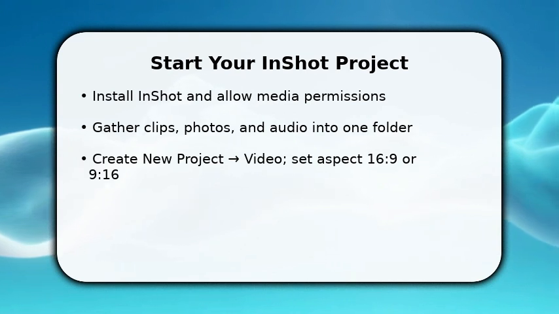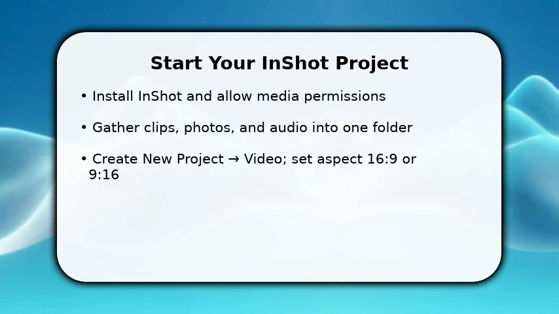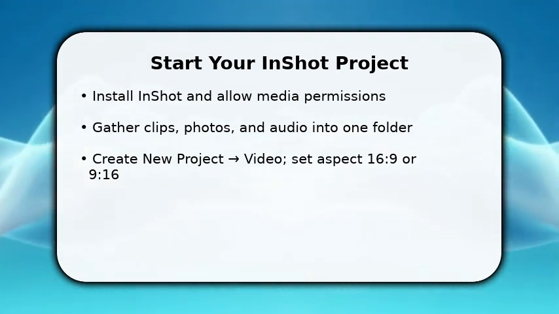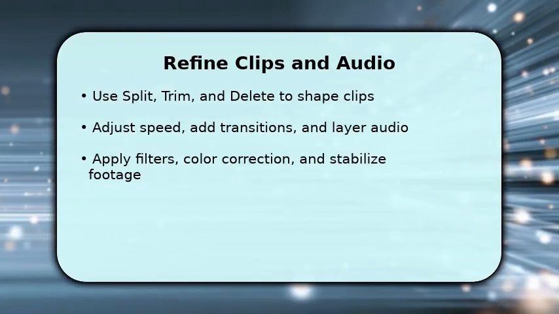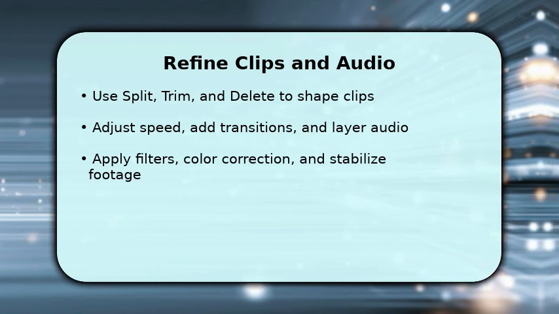While trimming, split long clips into usable segments, then arrange them on the timeline in the order you want. This first pass builds your story and saves time later. Once your rough order is set, refine each segment. Use split and trim for precise cuts, then add transitions between scenes to smooth flow.